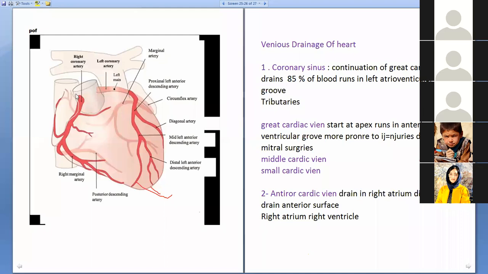It arises from this structure. What is this structure? It is the aorta. It basically arises from the aortic sinus, or the dilatation at the base of the aorta. This is the dilatation at the base of the aorta. It is called the aortic sinus, from where the coronary arteries arise.